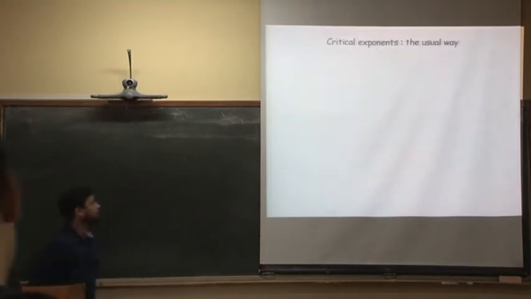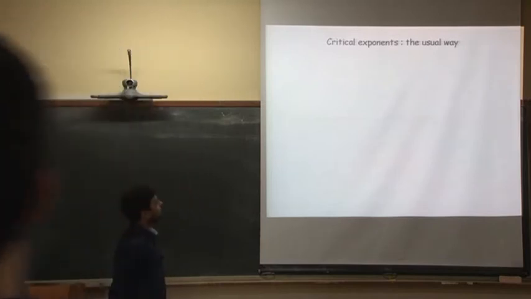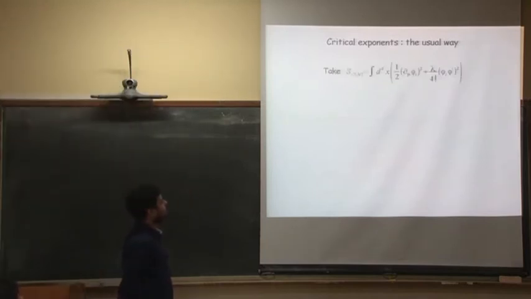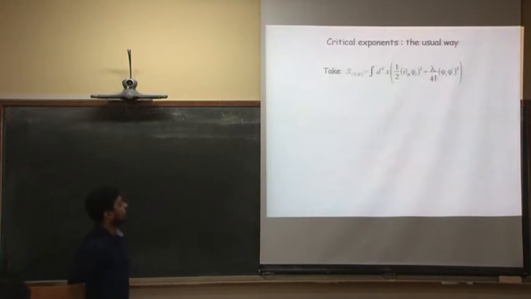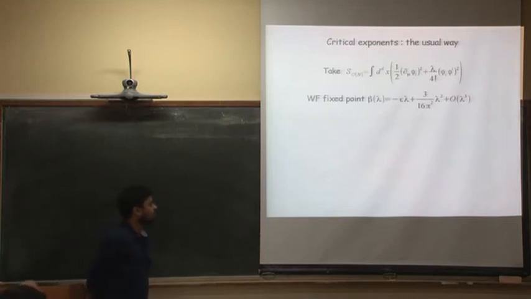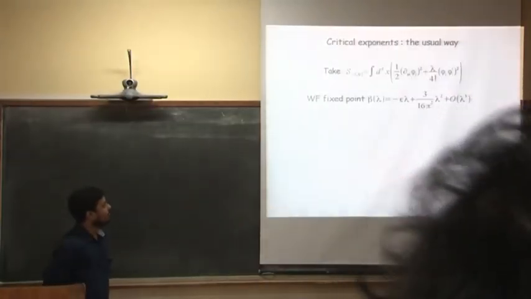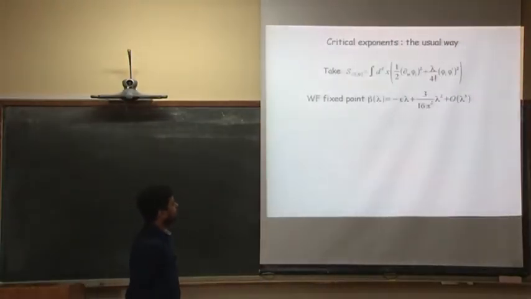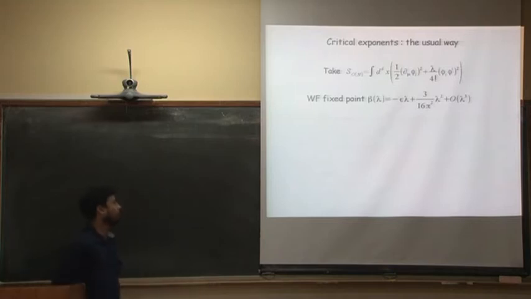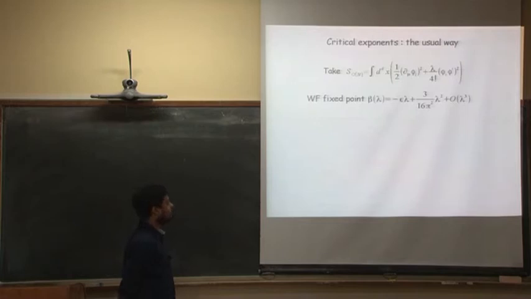So this is the usual way of calculating the critical exponents in the epsilon expansion. Suppose you take an O(N) vector model with a phi to the fourth interaction, that's a critical model. And then what you do is you first find using RG flow that there is a Wilson-Fisher fixed point. So this is up to the one-loop beta function, and lambda is the coupling constant for the interaction. And from that you will find that at the Wilson-Fisher fixed point there is a non-trivial value of lambda for which the beta function vanishes.